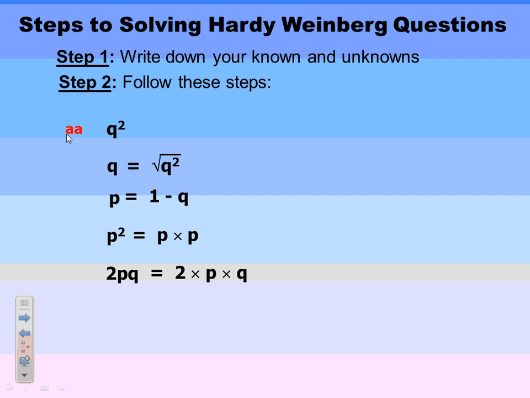So just a reminder of the genotypes. Q squared is homozygous recessive. Q is the recessive allele. P is the dominant allele. P squared, homozygous dominant genotype. And 2PQ is the heterozygous genotype.